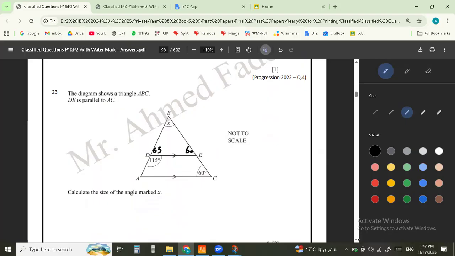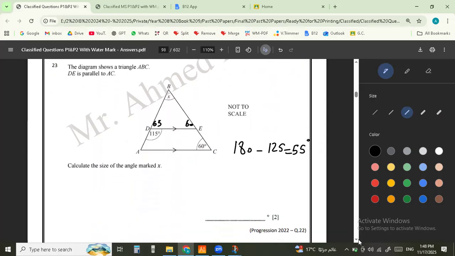They add up to 180, angles on a straight line, 180 degrees. So 65 and 60, 125. So 180 minus 125 equals 55 degrees. So it is 55 degrees.